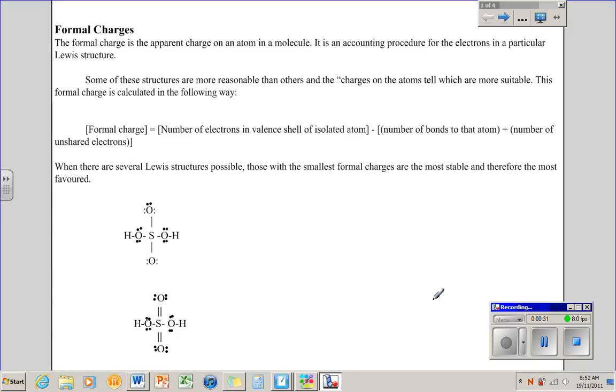There are cases where there are several Lewis structures possible for a particular molecule, and in those cases we use the formal charges to decide which Lewis structure is the most appropriate. The reason we know that there are different structures possible is because of our experimental studies of these particular molecules and ions.